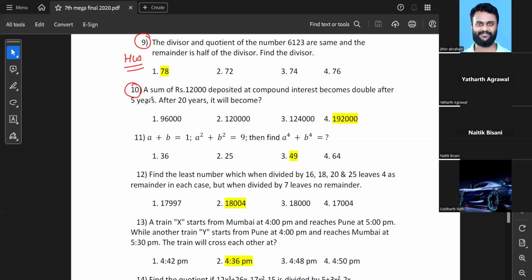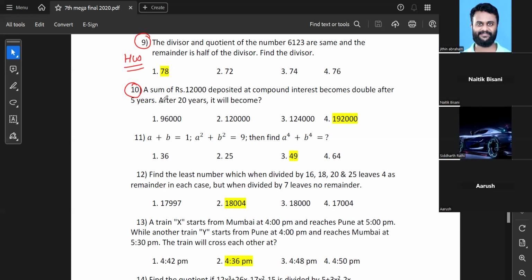Okay, sir. But in the quadratic equation, the values are too big. So can we do a trial and error method? Yeah, sure, why not? Trial and error is an option for every question.